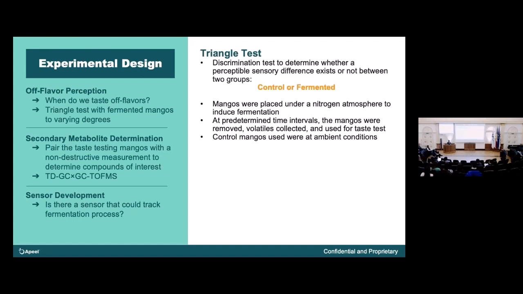So this is where we get into triangle taste tests. Initially, we thought that we could just spike in ethanol and that would lead to the off flavors. It turns out off flavor is a lot more complicated than just ethanol. And when we spiked in ethanol, we really didn't see a difference.